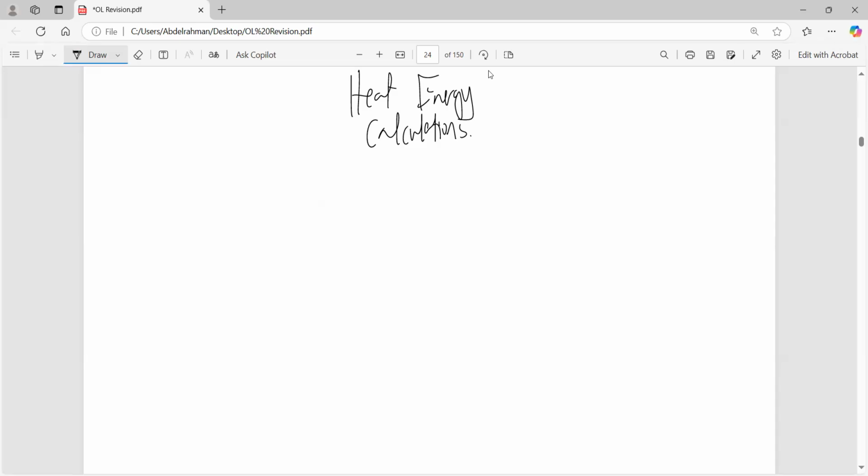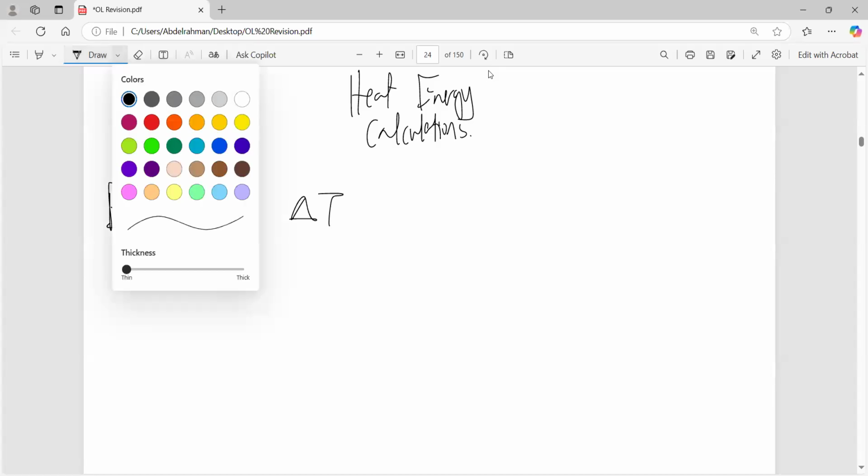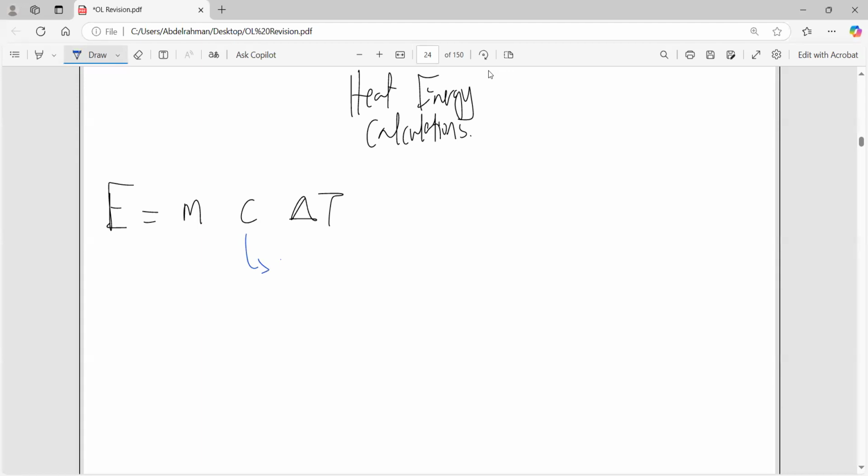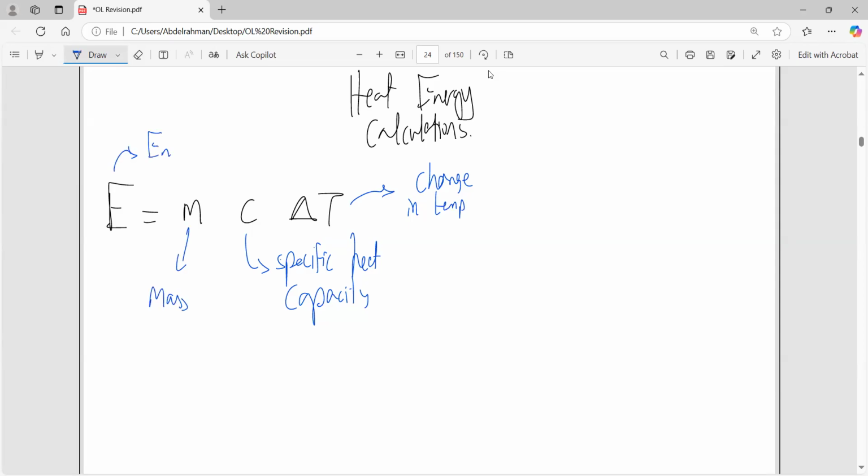What is this equation? E equals mc delta T. C is the specific heat capacity. What is C, guys? It is the specific heat capacity. What is delta T? It is the change, not the temperature itself, but the change in temperature. What is M? Of course it's the mass, and E is the energy.